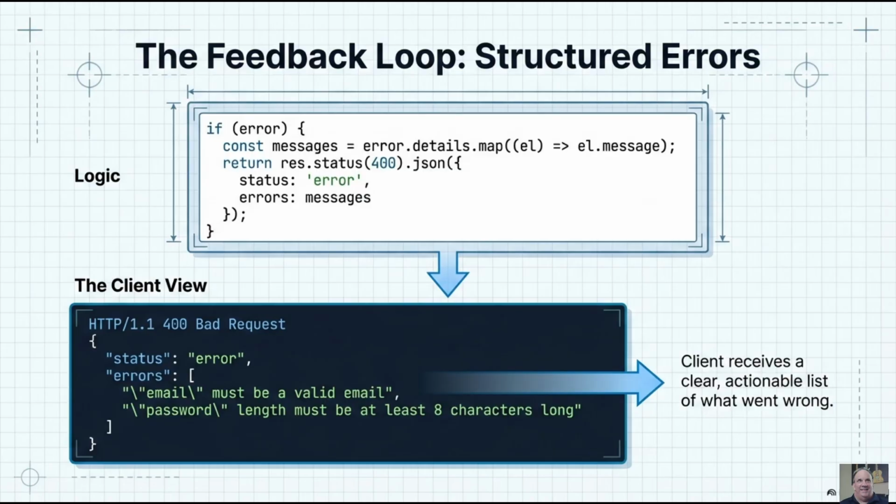So compare that to the manual approach, where every route might format errors differently, some returning strings, some returning objects, some forgetting to include details at all, right? Consistency matters.